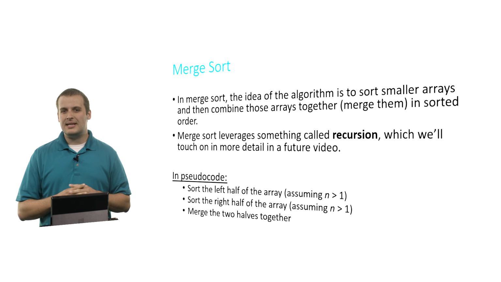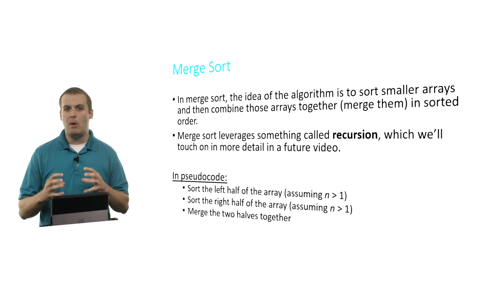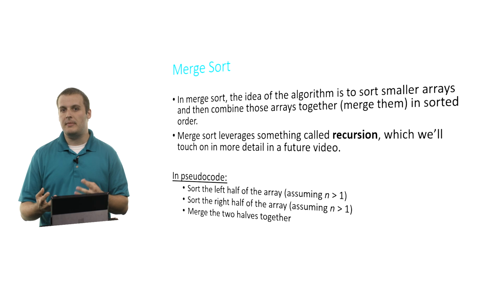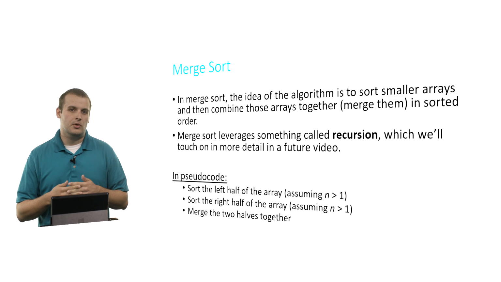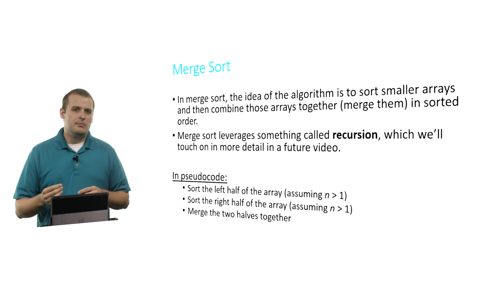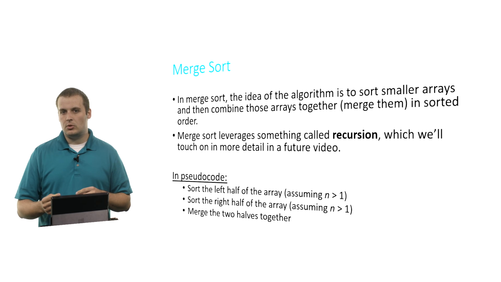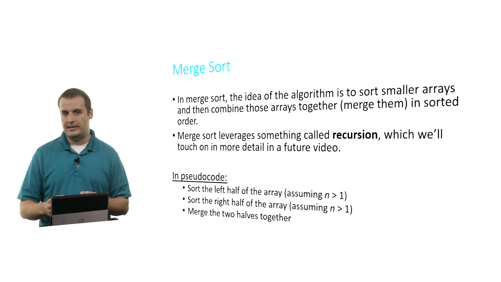Okay, so merge sort is yet another algorithm that we can use to sort the elements of an array. But as we'll see, it's got a very fundamental difference from selection sort, bubble sort, and insertion sort that makes it really pretty clever. The basic idea behind merge sort is to sort smaller arrays and then combine those arrays together, or merge them, hence the name, in sorted order. The way that merge sort does this is by leveraging a tool called recursion, which is something we're going to be talking about soon, but we haven't really talked about yet.